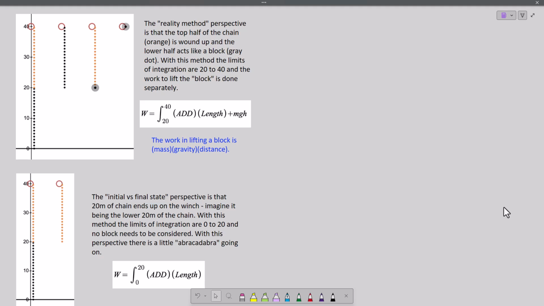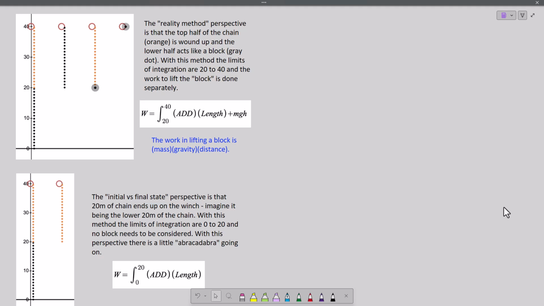So this would be the reality method, where we're going to crank links from height 20 to height 40. Those are getting coiled up, but then this black chunk is really just a block being lifted. So we just have to do force times distance here, MGH, force times distance.